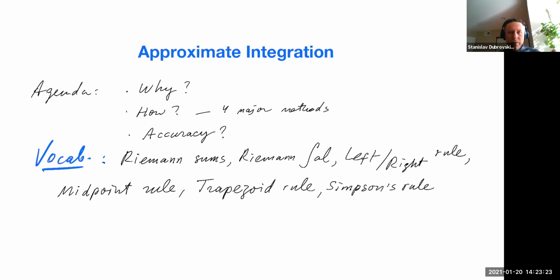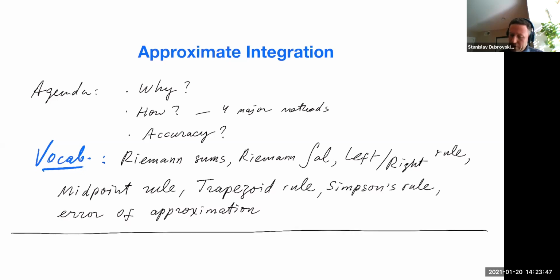And then we'll talk about the idea of the error, right? Accuracy means that we have to understand the error. So how do we define this term, error of approximation? So that's our plan for today. Most of it, of course, will happen in class. But let's get started.